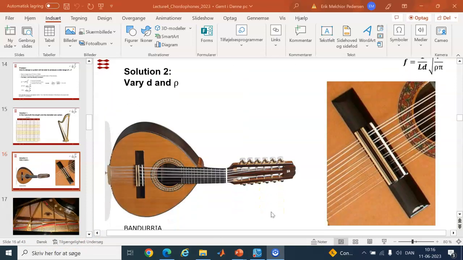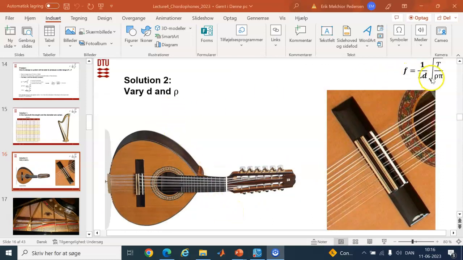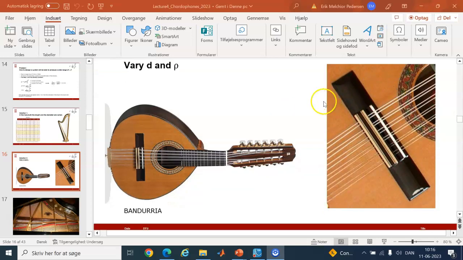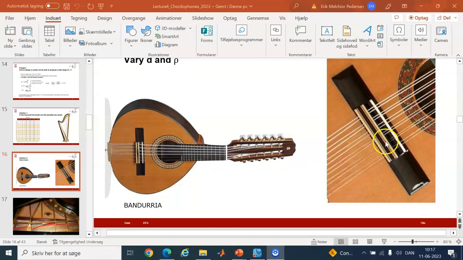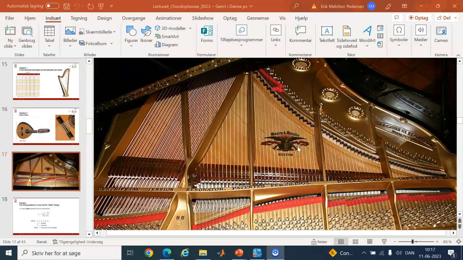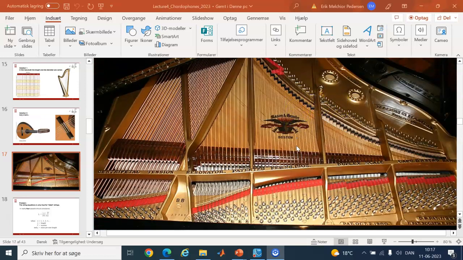We have solution 2. We vary the diameter and rho, the diameter and the mass density. What happens then? We get here a bandurria. We have the bridge here. It's called the bridge here for the strings. Oh, it's so fantastic.